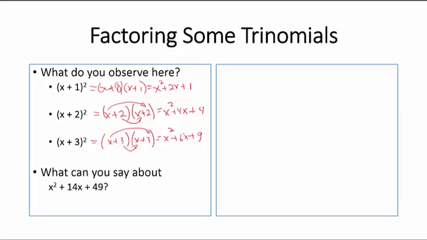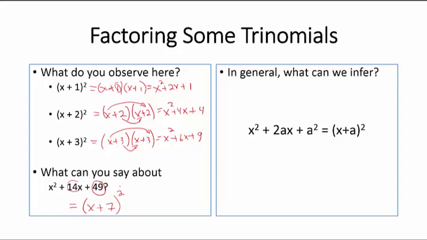So what can we say about x squared plus 14x plus 49? Well, the square root of 49 is 7, and 7 times 2 is 14. So this must factor as x plus 7 squared. Now in general, what can we infer? If we have a trinomial where the coefficient of the linear term is twice the square root of the constant, then it will just factor as x plus a squared.